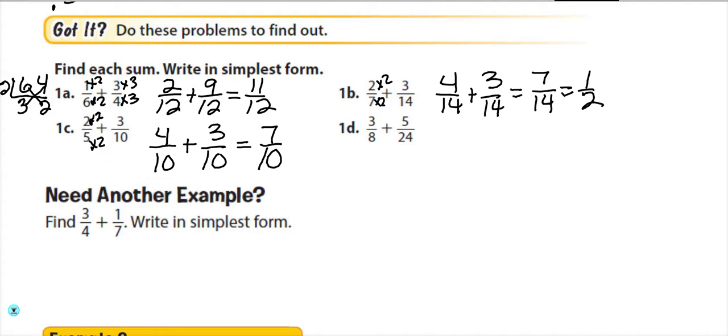Okay, let's look at 1d. We have 3 eighths plus 5 twenty-fourths. Can I change the 8 to match the 24? Yes, I can. I can multiply it by 3. So we're going to multiply by 3.